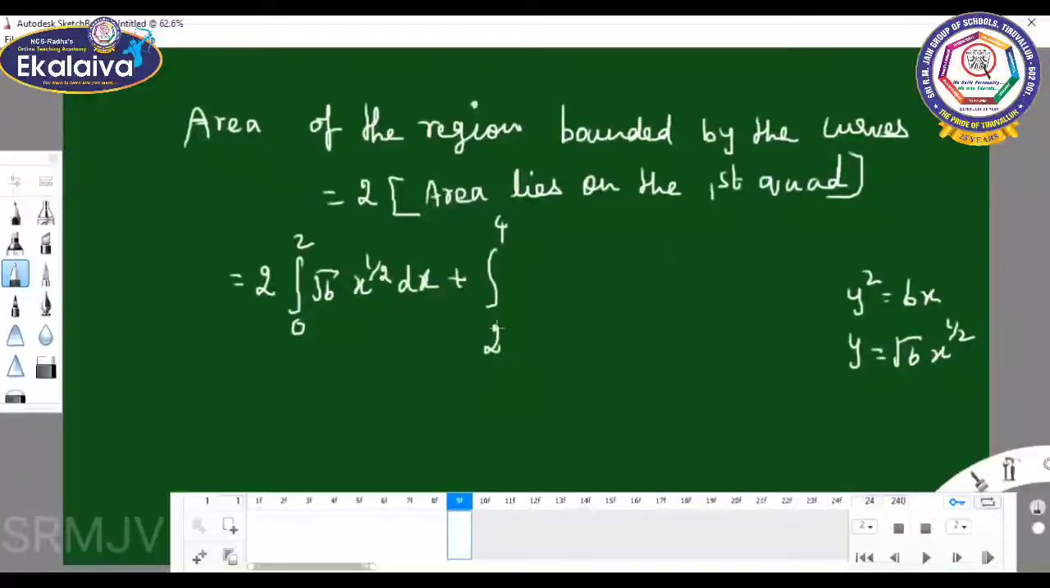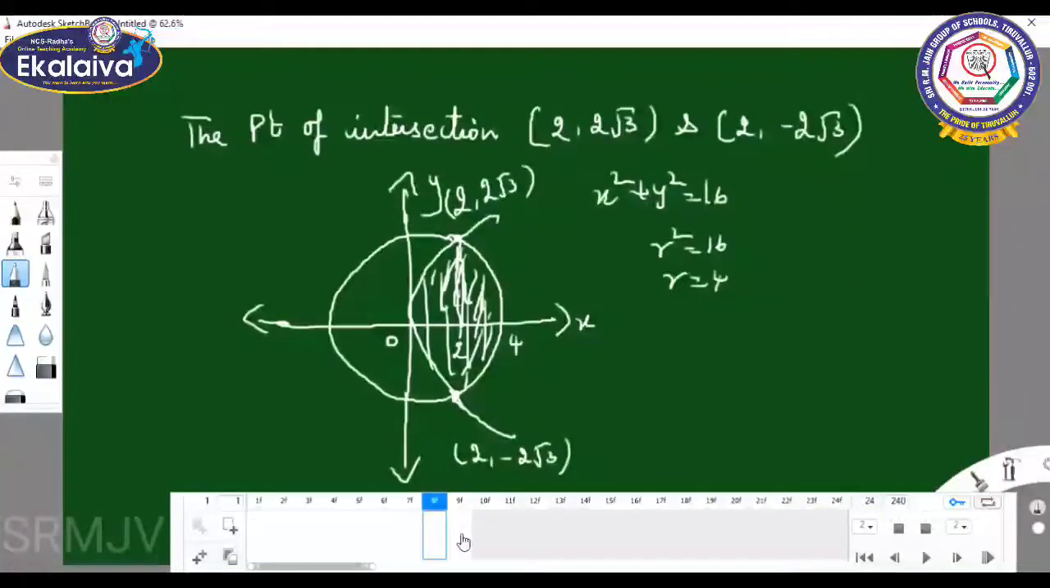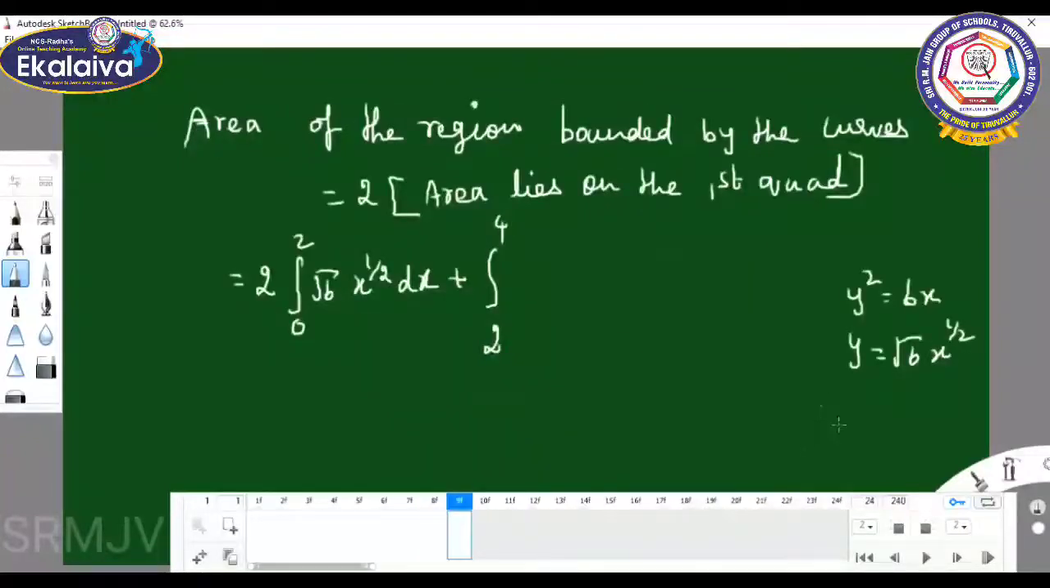Integral 2 to 4 is the circle area. x square plus y square equal to 16, y square equal to 16 minus x square, y equal to root of 16 minus x square into dx. This is also twice into.